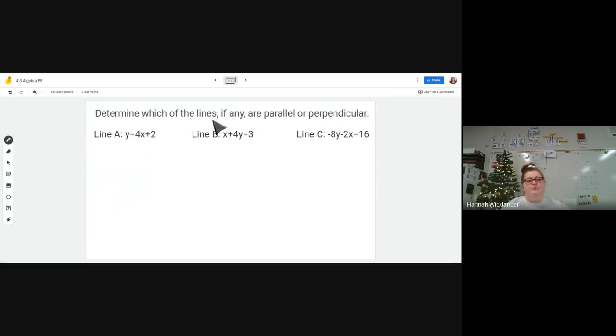Okay, so to determine which, if any, of the lines are parallel or perpendicular, I want them all to be in slope-intercept form, because the slope tells me if it's parallel or perpendicular. So I want all my equations to look like line A. Line A is going to be black. I'm going to do blue for line B. So I want line B to be in y equals mx plus b form. So I'm going to move my x, and I'm going to make it a y equals equation. This is kind of what we did last week on transforming equations, getting y by itself.